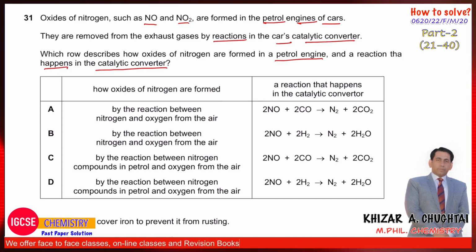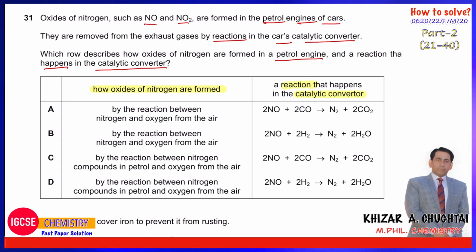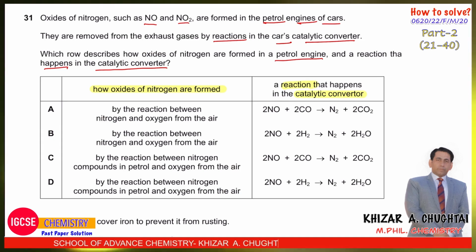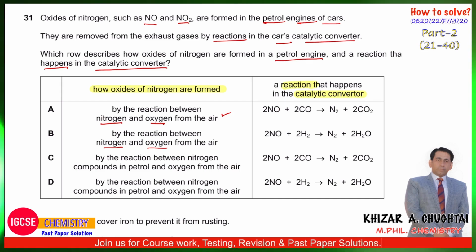The first column is showing how oxides of nitrogen are going to form. The second one, the reaction in the catalytic converter. Number one, why are oxides of nitrogen formed? The reason is nitrogen reacts with oxygen that is coming from air. Yes, it is true. In the second column, nitrogen reacts with oxygen from air. Yes, it is also true. I mean that these both are the same options.